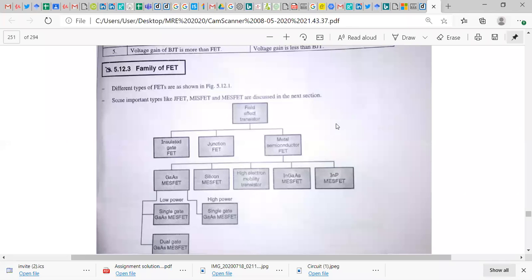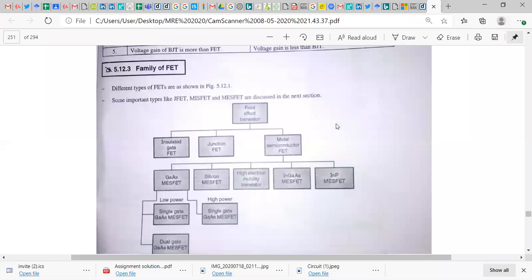FET family consists of insulated gate FET, junction FET, and metal semiconductor FET. Metal semiconductor FET is further divided into GaAs MOSFET, silicon MOSFET, high electron mobility transistor, indium GaAs MOSFET, indium phosphide MOSFET. GaAs MOSFET is further segregated into single gate GaAs FET and dual gate GaAs FET. In single gate, there are two types: low power and high power.